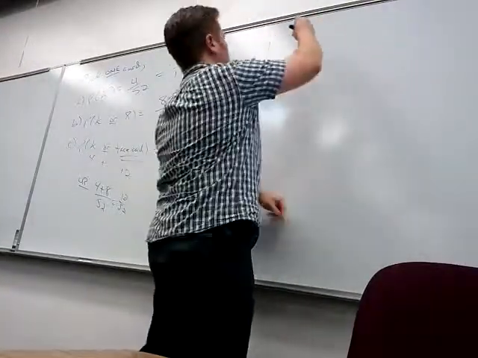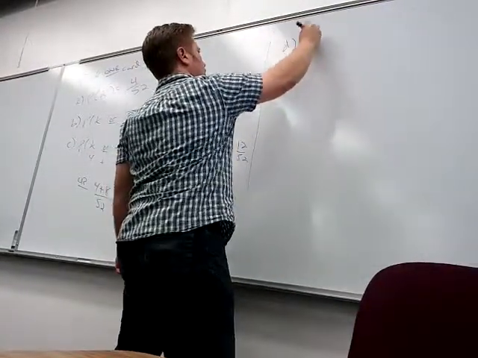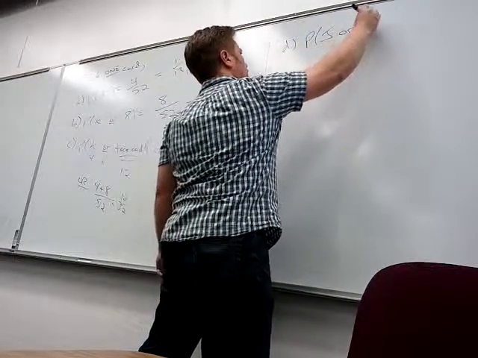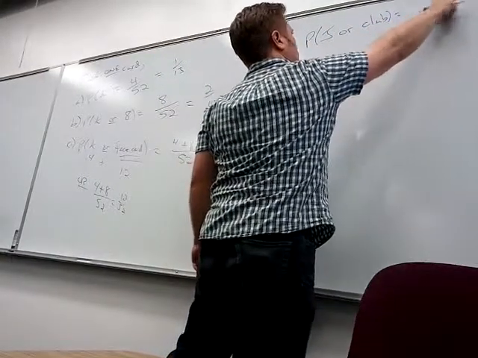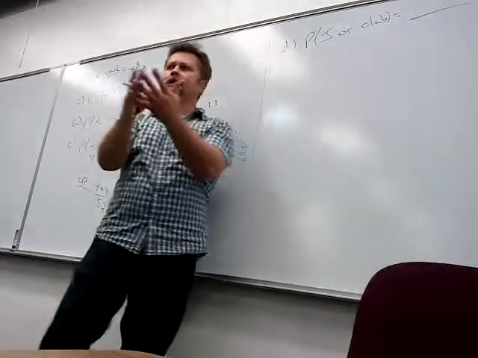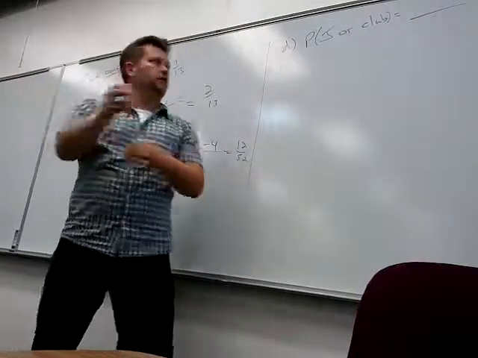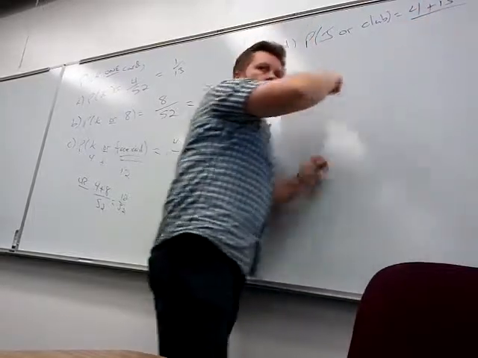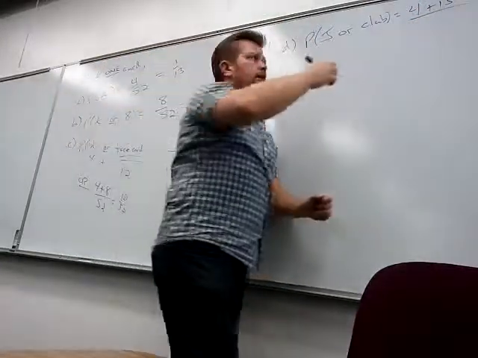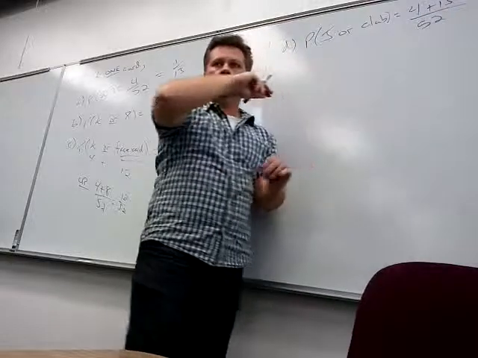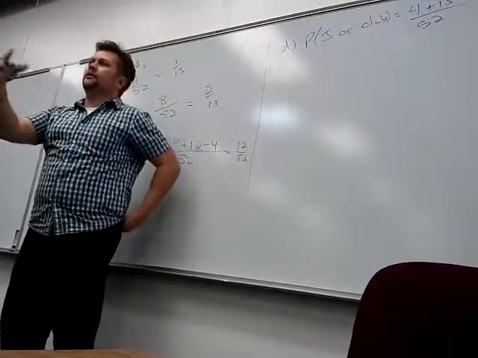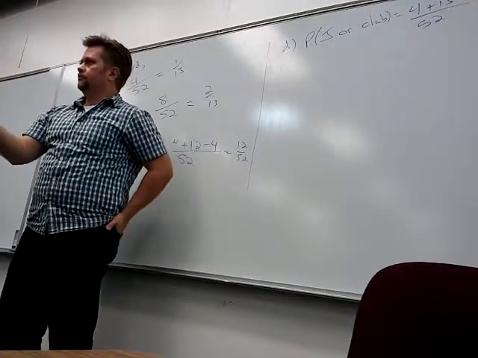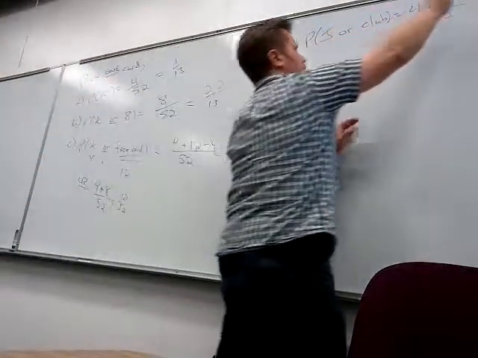What about this here? Let me do one more like that. Jack or a club. So again, how many jacks are there? 4. How many clubs are there? 13. But of course, if I do that, what mistake have I made? One of the jacks is a club. Yeah, one of the jacks is a club, so I counted it twice. Cool. Okay. So I have to subtract it off.